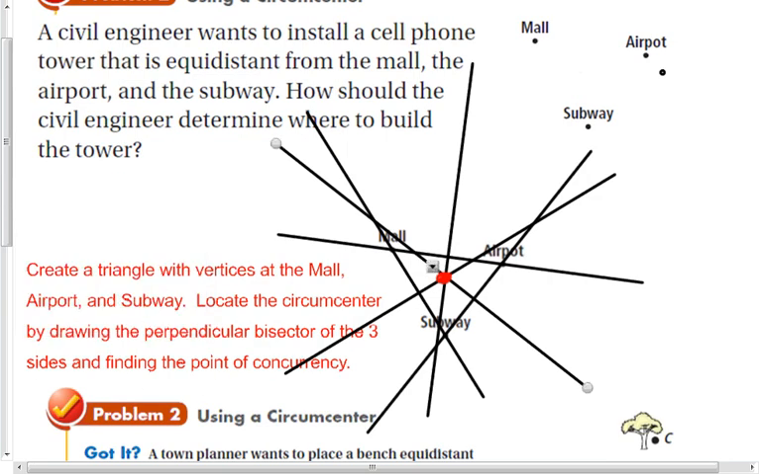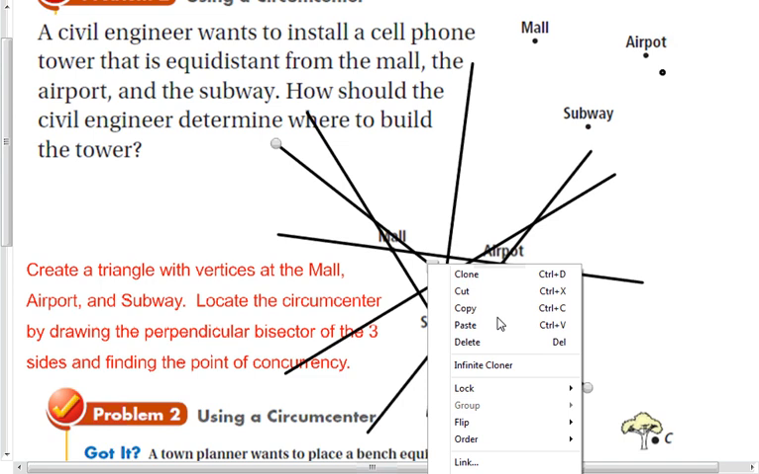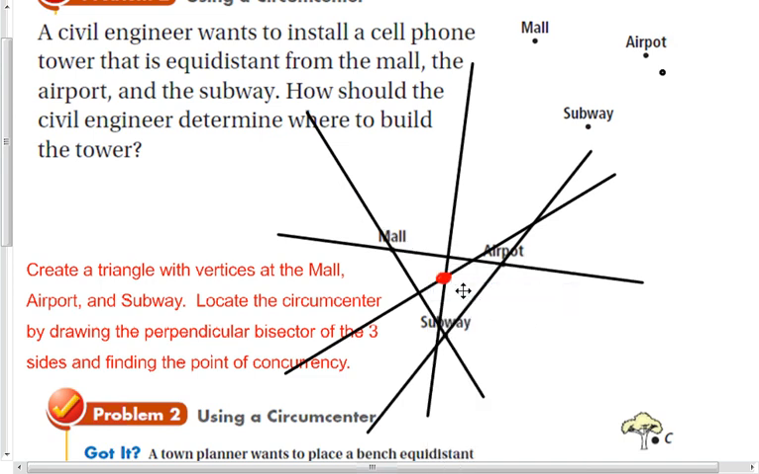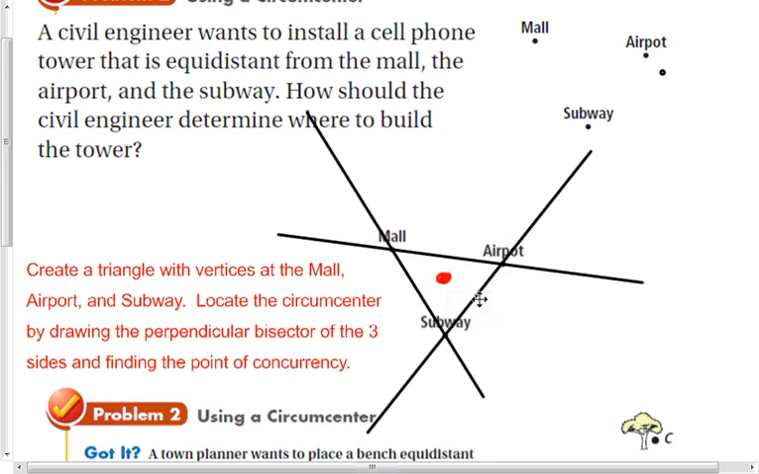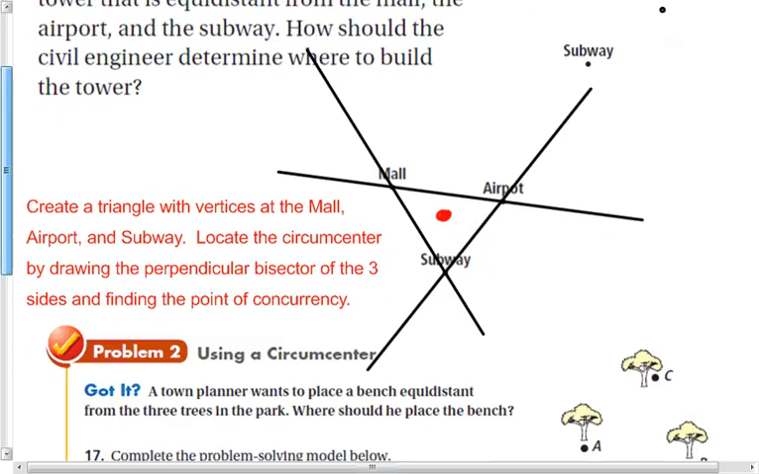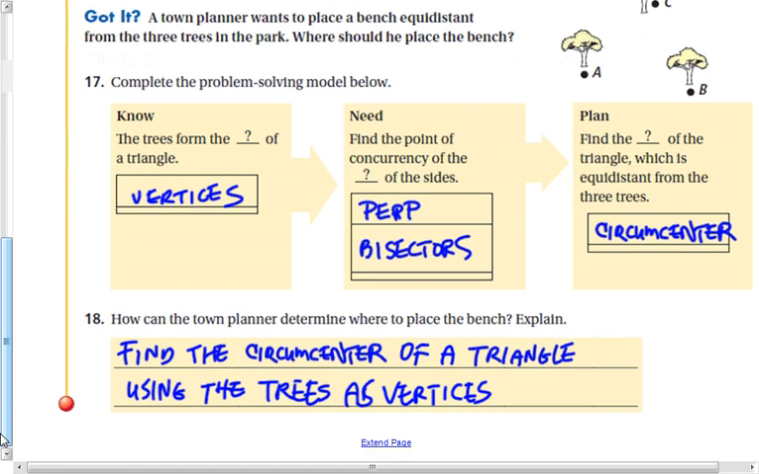If I now get rid of these perpendicular lines, it looks a little cleaner. And there's the point that's equidistant. All right, here's your answers to that problem.